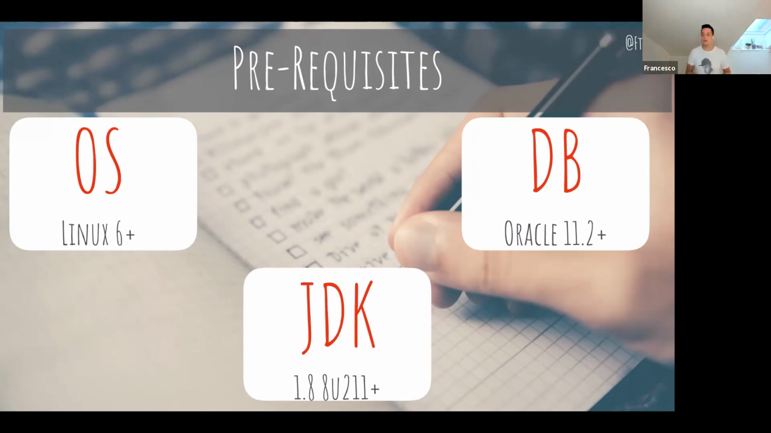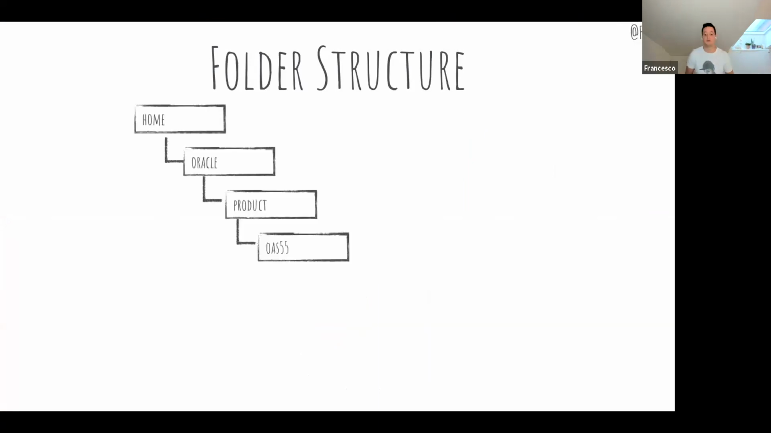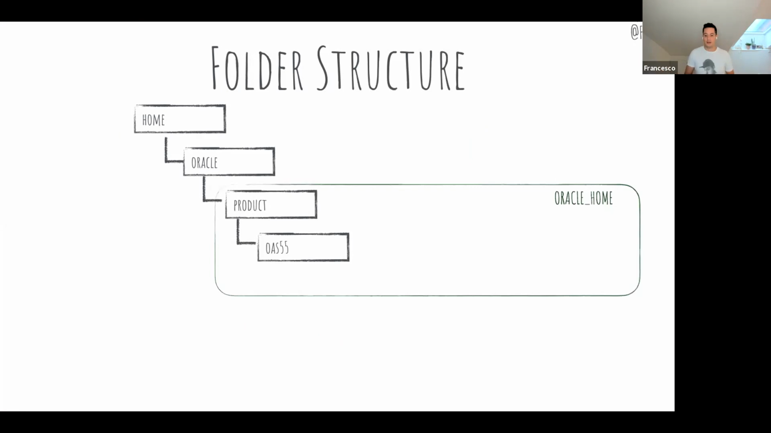Once you plan your installation, you should follow a folder structure. I'm putting this slide in the presentation because the default folder structure that you will see during the installation provided by Oracle is not the correct one. So if you start from Oracle, for example, you create a subfolder called product and a subfolder called, in this case, Oracle Analytics Server 5.5, which is the current version. The OAS 5.5 is what we call Oracle Home.